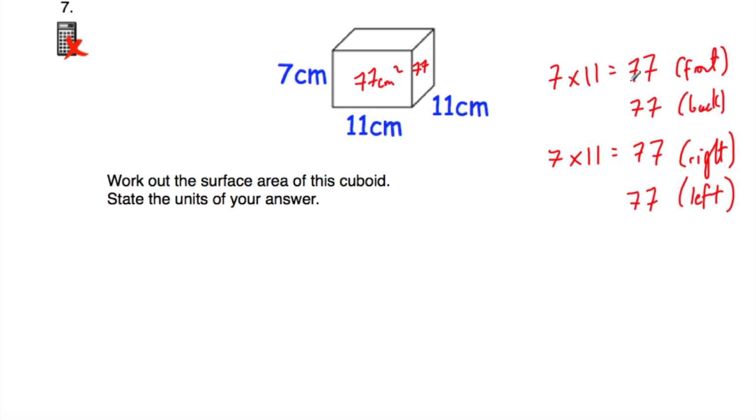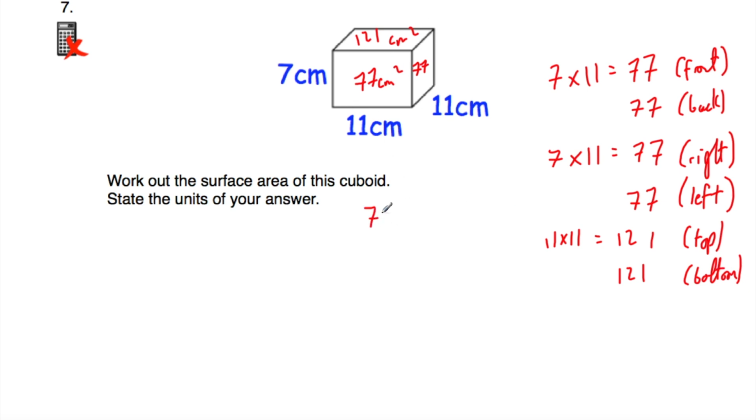So we've now found the area of the front, the back, the right hand side and the left hand side of the cuboid. Now let's do the top and the bottom. So in terms of the top, we've got 11 centimetres by 11 centimetres, and 11 times 11 is 121 centimetres squared, and that's the top of the cuboid, and it would also be the same for the bottom. So that's fantastic. We now know the area of the 6 faces of the cuboid.